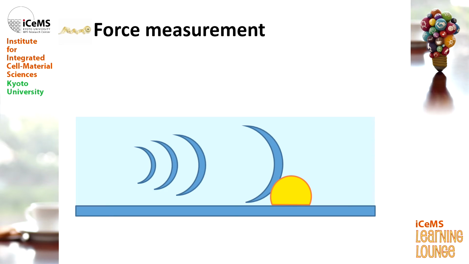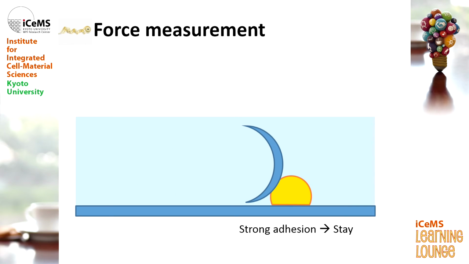What happens if you hit the cells with this shock wave? If the cell is attaching to the substrate strongly, then they will stay even after it's shot by the shock wave. But if unfortunately the cell is only weakly adhered, then they will be kicked away from the surface. So by this technique, you can judge how was the adhesion strength of cells. And now I'm going to show the result of the experiment.